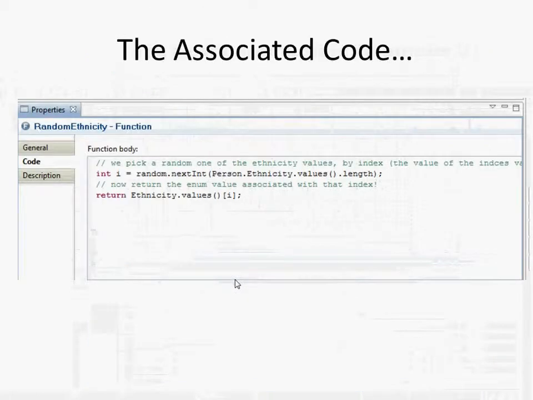We get a value between 0 and the number of possible ethnicities, minus 1, I think, and then we return. This is the same type of expression we saw before. This gives us all possible values ethnicity can have. We pick out the ith of it. This is a random number from 0 to the length of that. We pick out that element. Return. Okay.